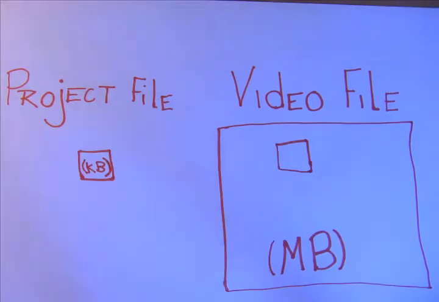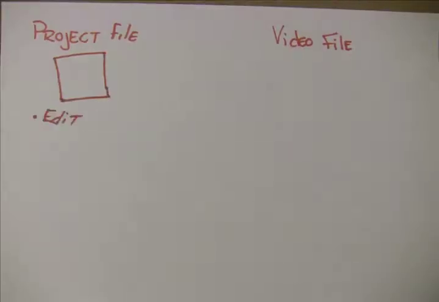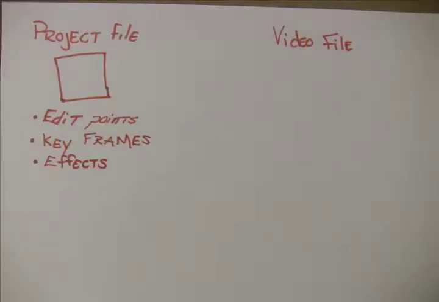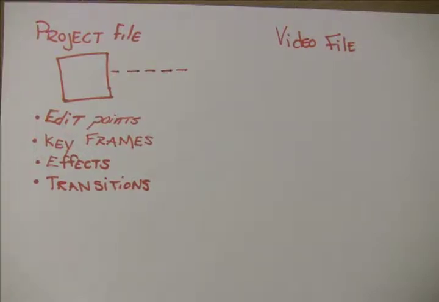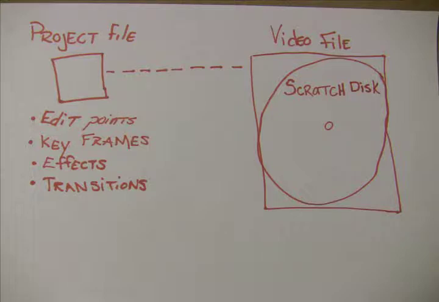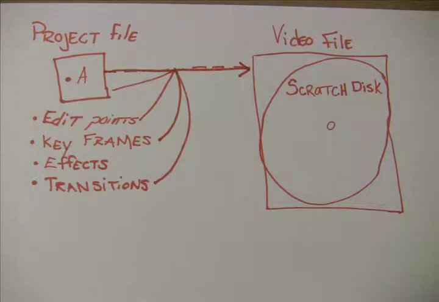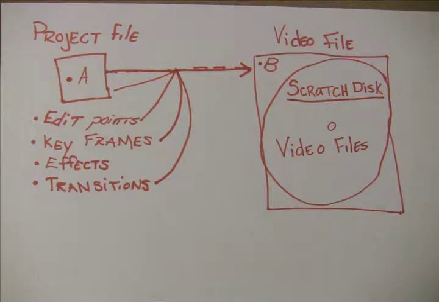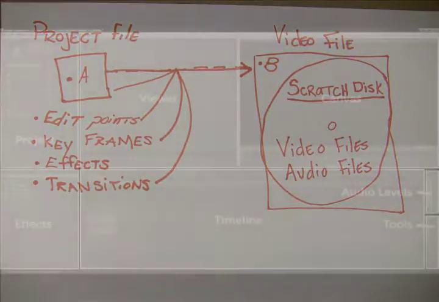The project file you create contains your edit points, keyframes, effects, and transitions, and it connects the editing space to the footage saved on your scratch disk, like drawing a map from point A to point B. The scratch disk is where the large video and audio files are stored.